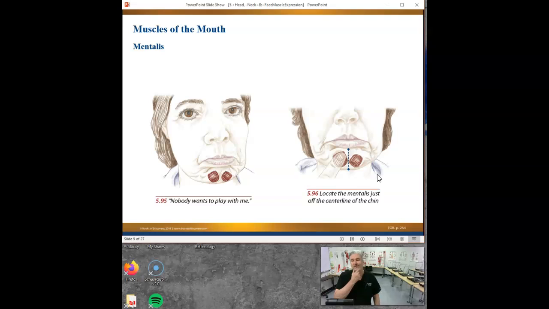Mentalis. These little holes here that are in your chin are called the mental foramen. And so it makes sense the mentalis would be right over those two things. Remember the thinker, the famous statue? The thinker is kind of holding on to these muscles right here. Mentalis.